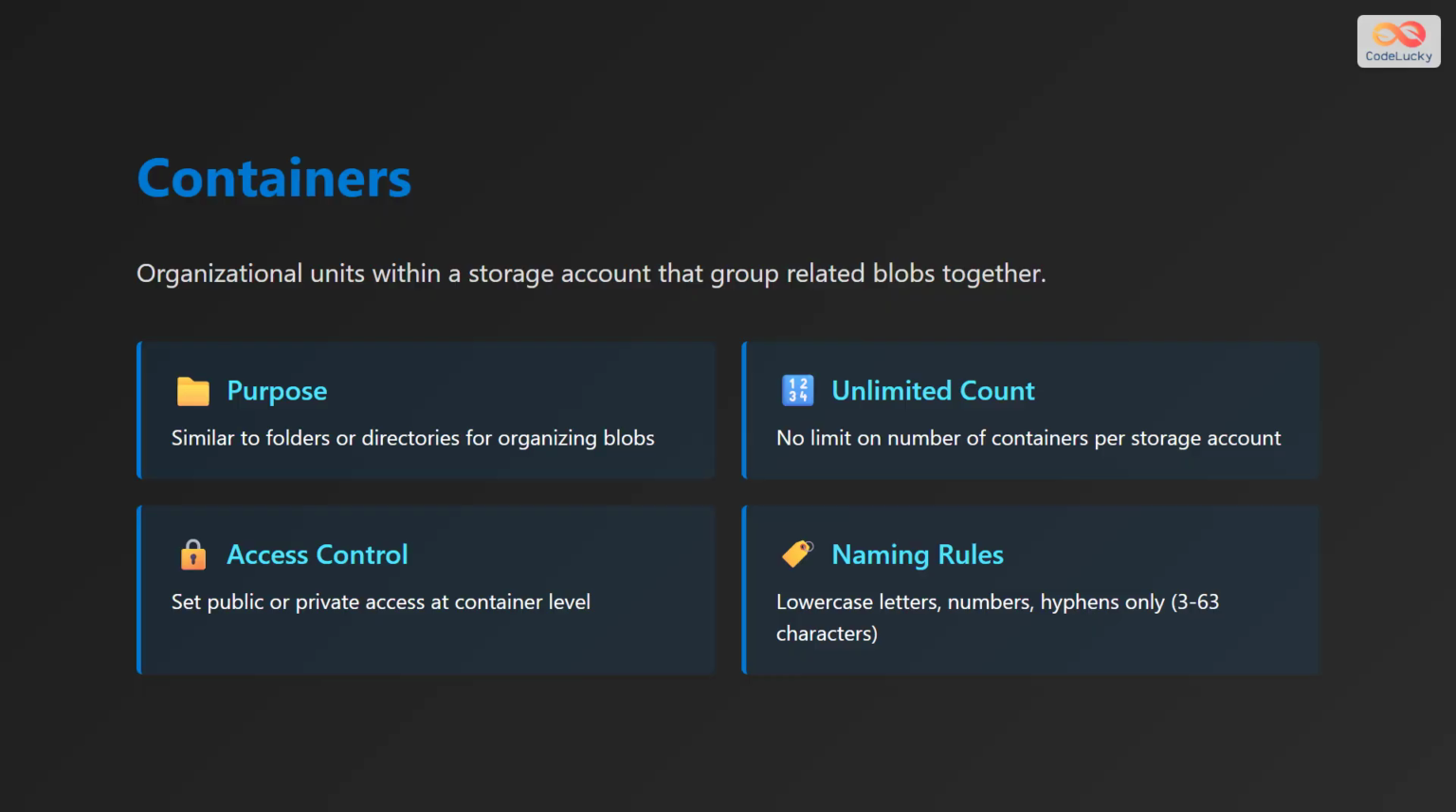Containers are organizational units within your storage account that group related blobs together. They function similarly to folders or directories in a traditional file system. There's no limit on the number of containers you can create in a storage account, giving you complete flexibility in organizing your data. You can set access control at the container level, choosing between public or private access for each container. When naming containers, remember they must use lowercase letters, numbers, and hyphens only, with a length between 3 and 63 characters.